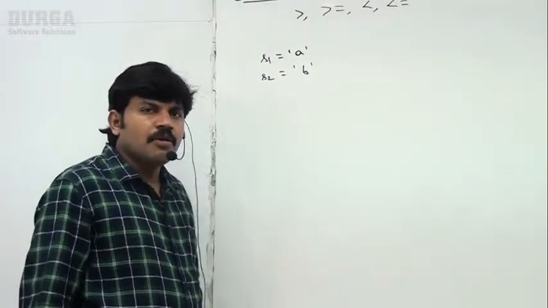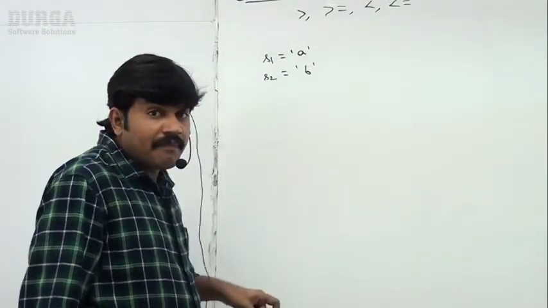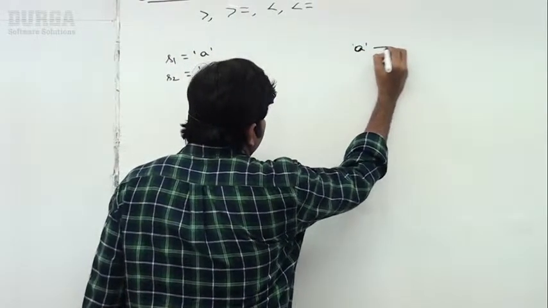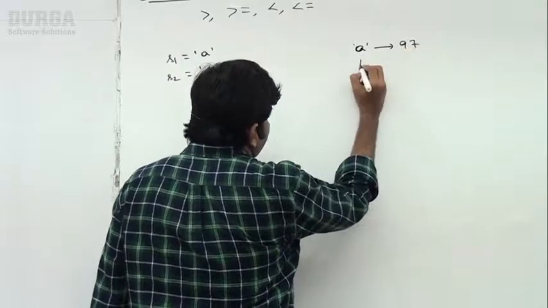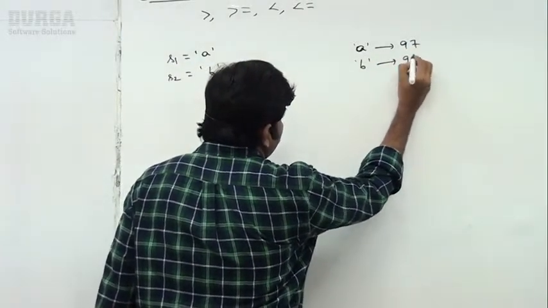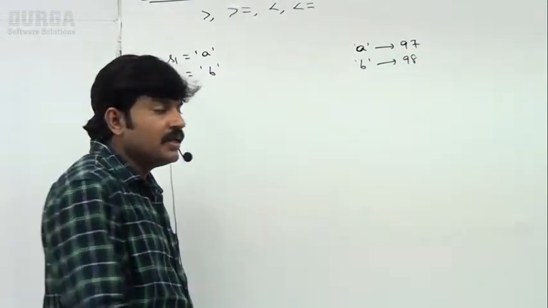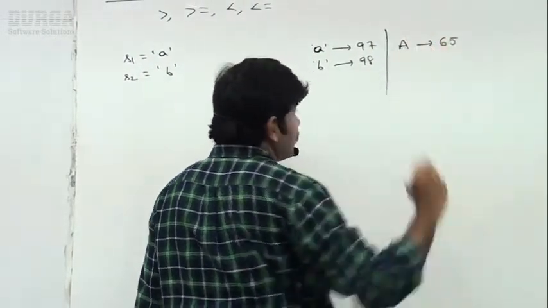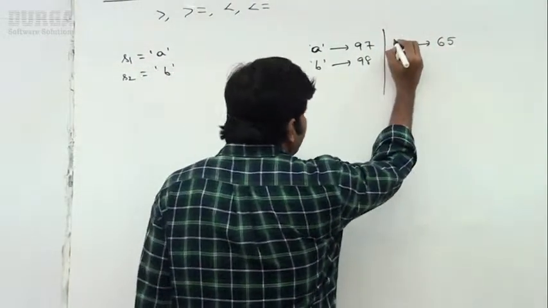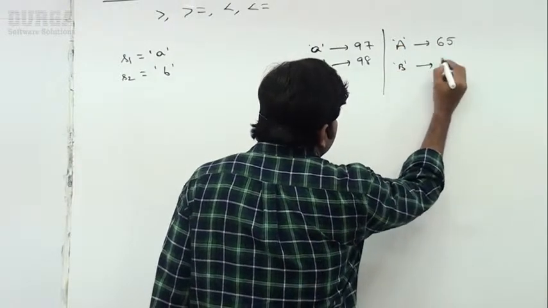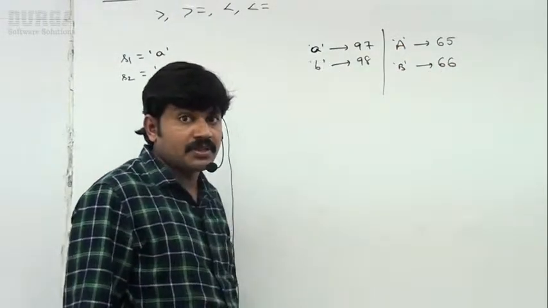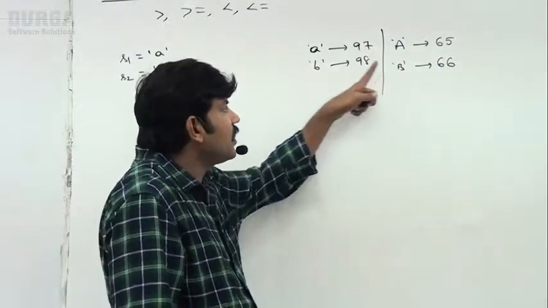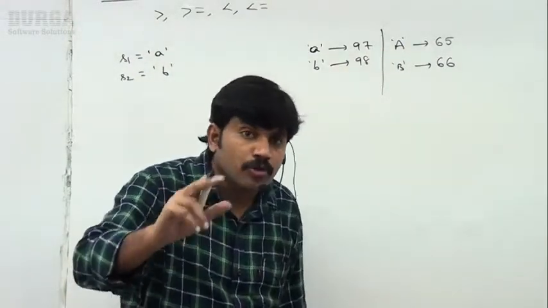Can you please tell what is the Unicode value of small a? Have you remembered? Unicode value for small a is 97. Unicode value for small b is 98. Same way, capital A Unicode value is 65, and capital B Unicode value is 66. Remember first, if you want to compare two string values, compulsorily you should have clarity about the Unicode values.